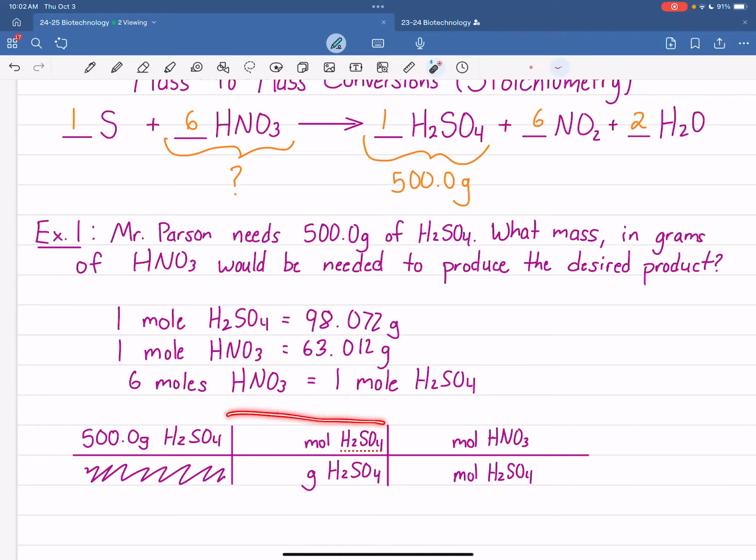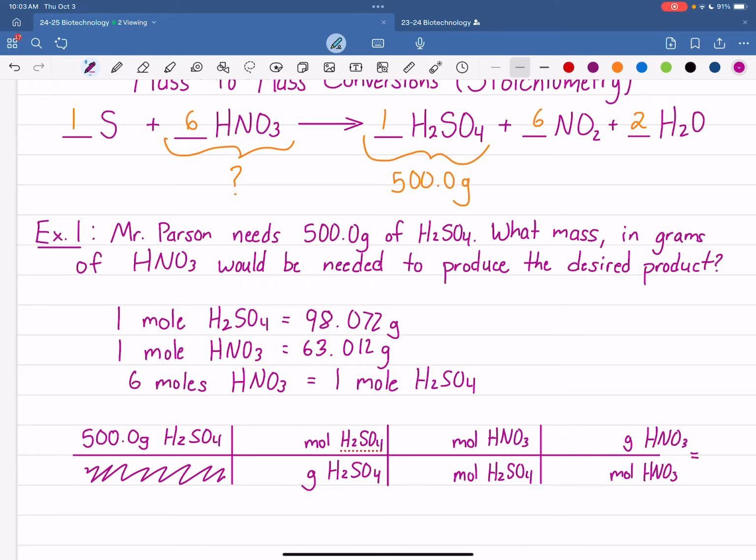If you guys remember, anytime we see moles and grams in the same area of a t-table, that's going to be molar mass. Anytime you have a part of your t-table that is moles of one chemical and moles of another chemical, that's the mole-to-mole ratio that Mr. Jordan was talking about last week. Now our last step, because we're still not at grams of HNO3, I need to once again cancel this unit, and my final unit is in fact those grams.